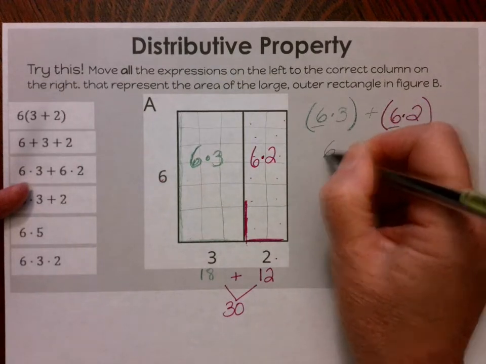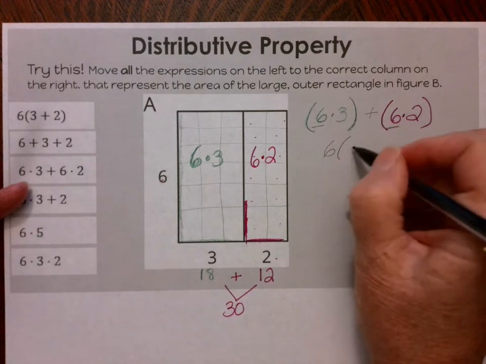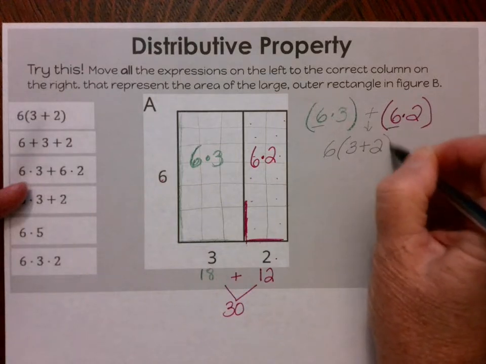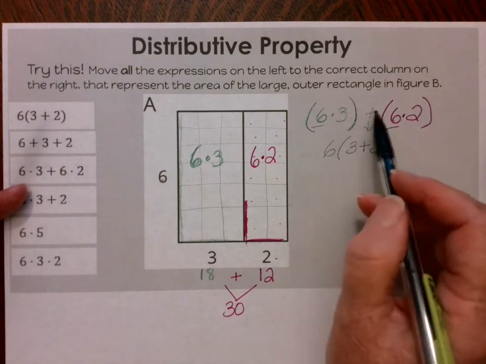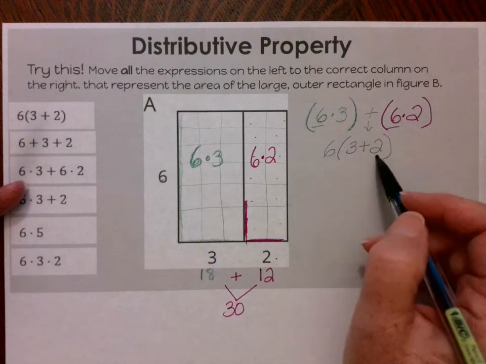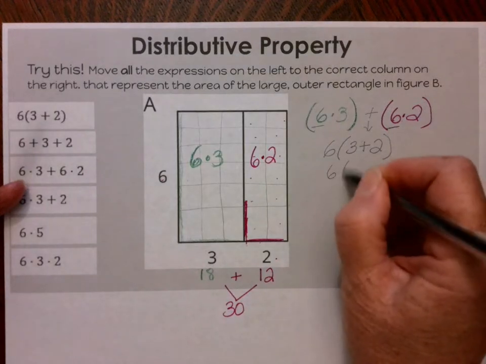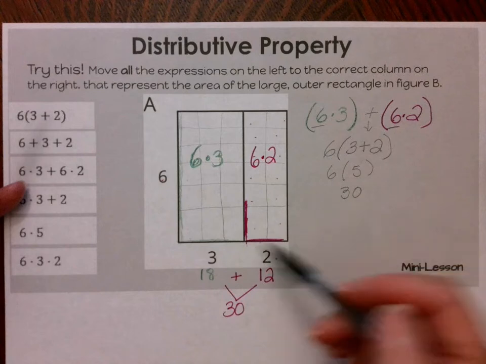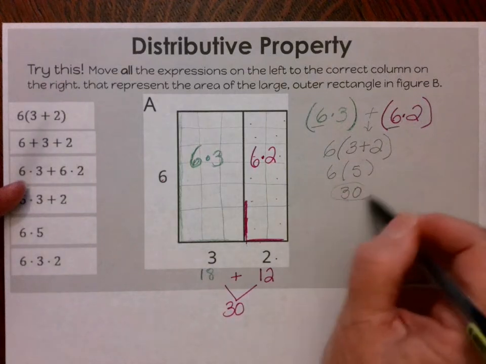So we're going to say 6 times, just moving that plus sign down, 3 plus 2. Okay. All right, so that would be 6 times, 3 plus 2 is 5. 6 times 5 is 30. All right. So it looks like I'm getting the same answer. Counting, multiplying, we got 30. So we got 30 there, we've got 30 there.